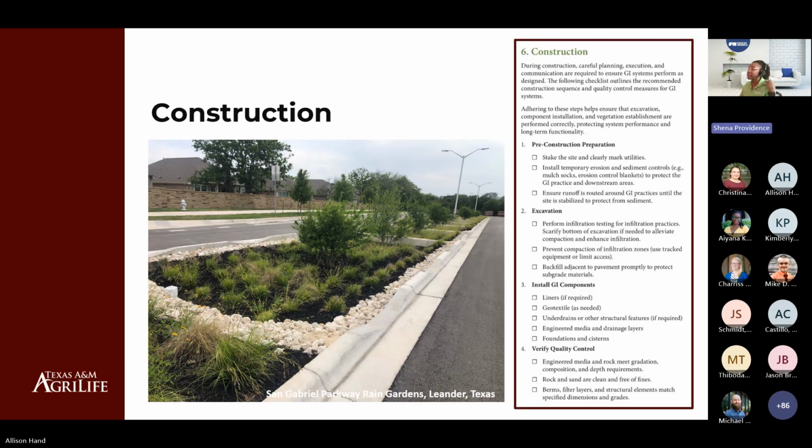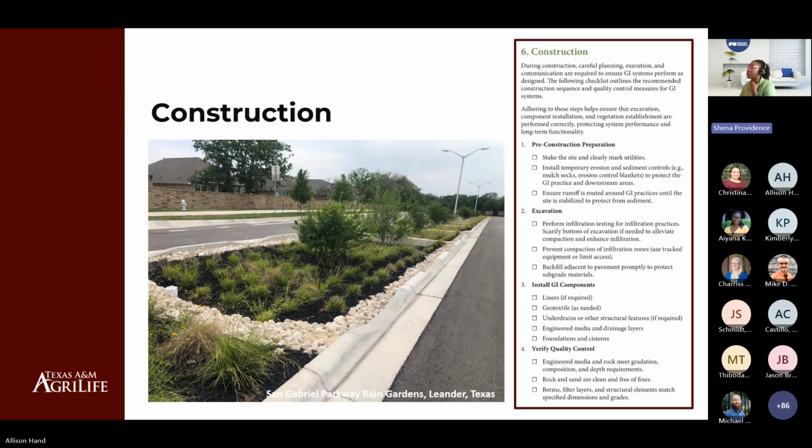So next, it's important to understand the general construction process to ensure excavation, component installation, and vegetation establishment are properly executed so that the system functions as it's intended. And so again, this is a screenshot from the implementation guide itself. There are actually 6 steps, but here we only have 4 of those pictured just from a spatial perspective. And so I'll run through that list.